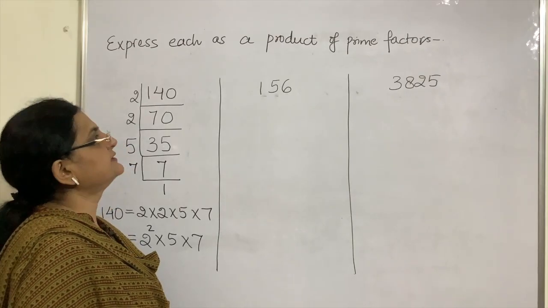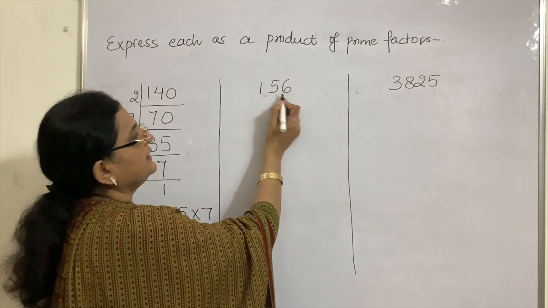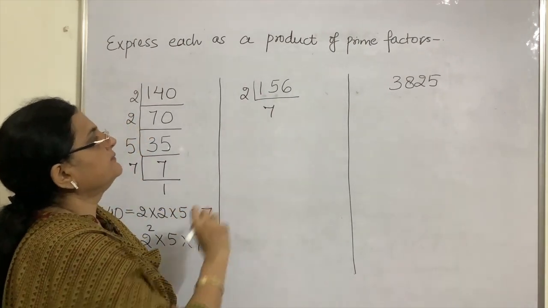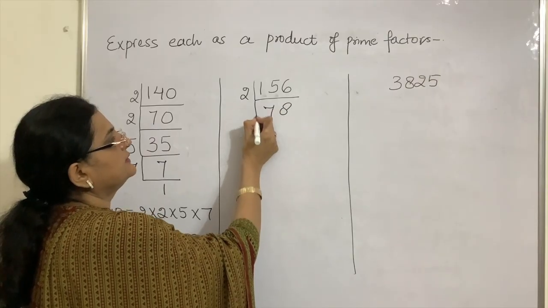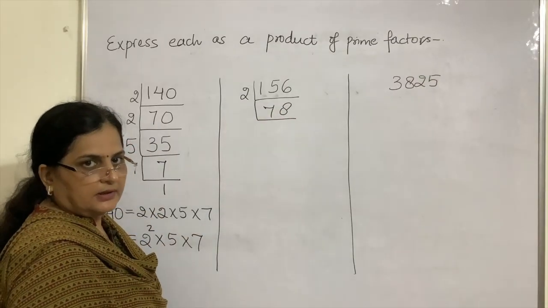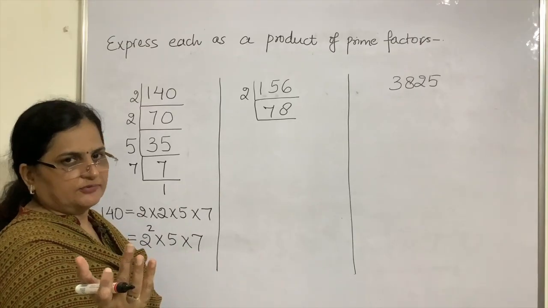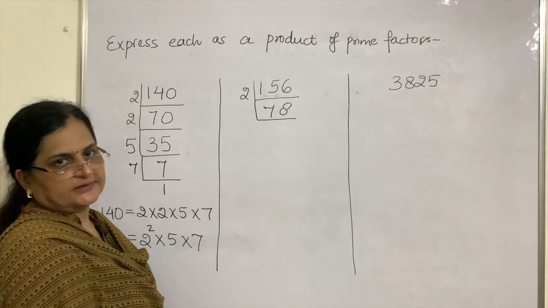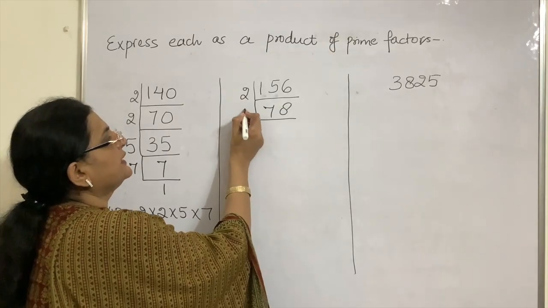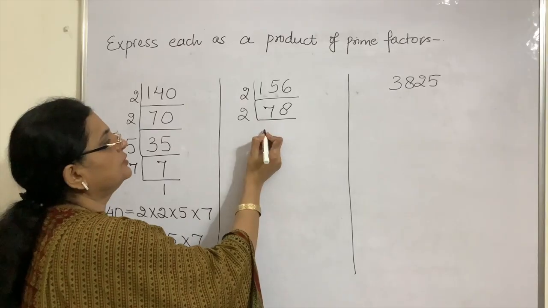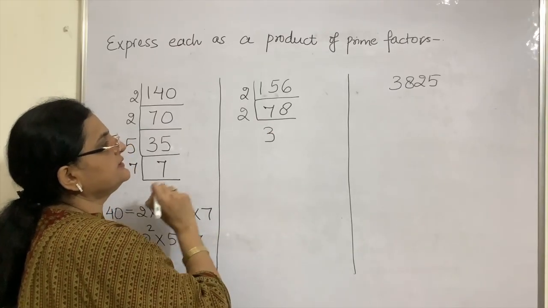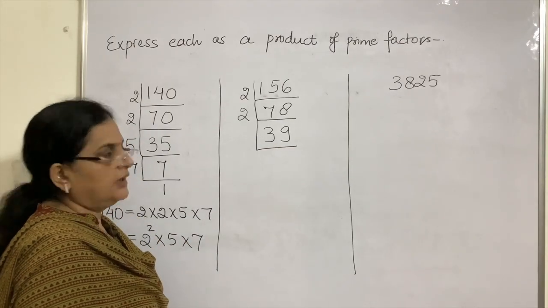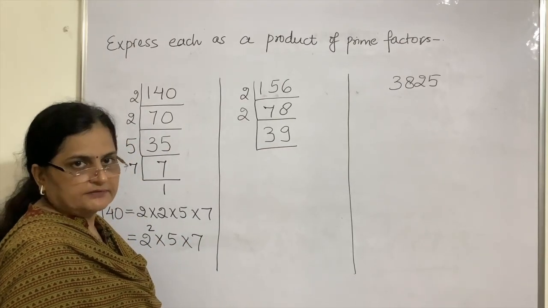so the next is 156. Again you see this is an even number, divided by 2, 2 sevens are 14, carry 1, 2 eights are 16. Okay, do it step by step. Those of you who can do it at a faster speed, please do it. We'll check the answers at the end. Divide by 2 again, because this is an even number again. 2 threes are 6, carry 1, 2 nines are 18. Now odd number, not divisible by 2.